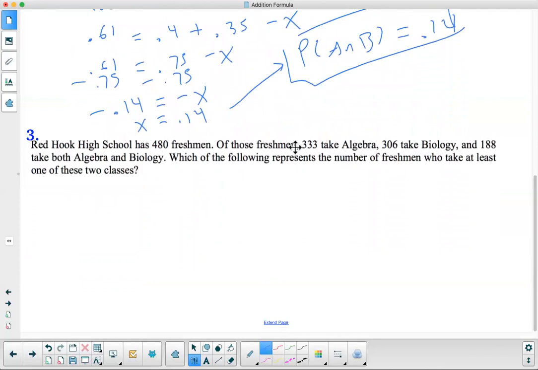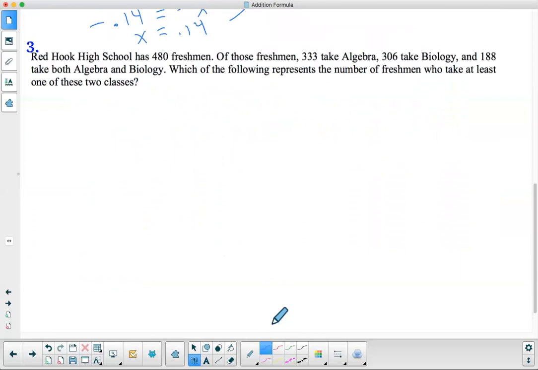Okay, 3. Red Hook High School has 480 freshmen. Of those freshmen, 333 take algebra, 306 take biology, 188 take both algebra and biology. Which of the following represents the number of freshmen who take at least one of these two classes? So probability of algebra or biology is the probability of algebra plus the probability of biology minus the probability of algebra and biology.